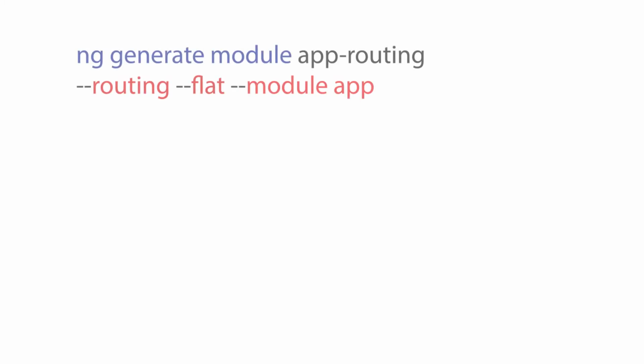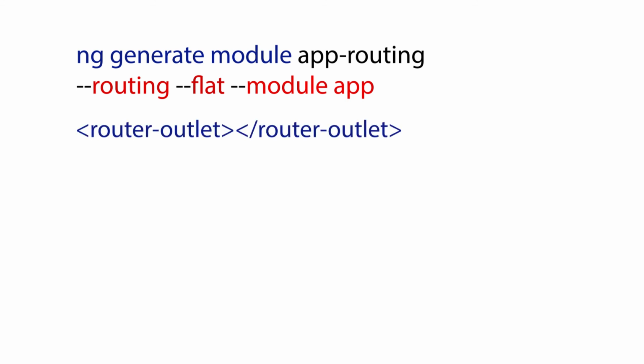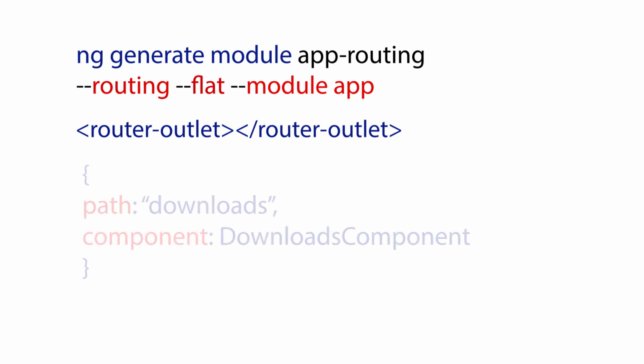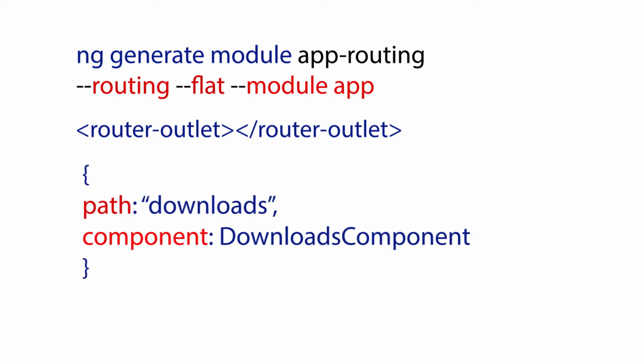We learned how to set up our application for routing using the ng generate module command and some flags. We learned how to insert a placeholder in our page so the route handler can place components in it when a particular route is activated. We learned how to define the routes, and we also learned the importance of the wildcard route and how to define one.